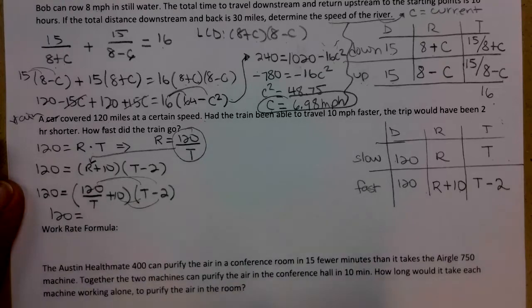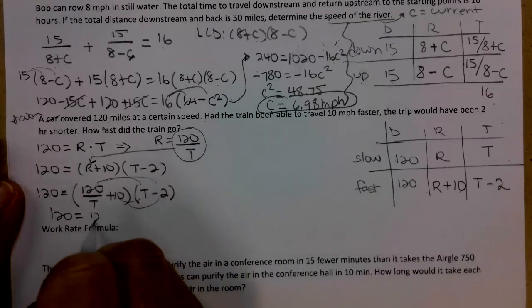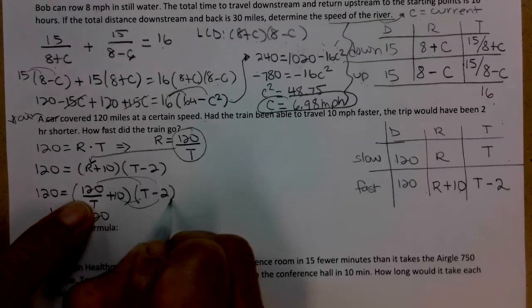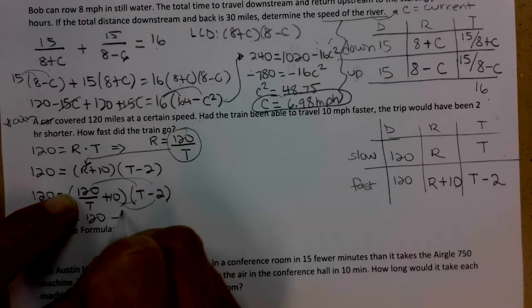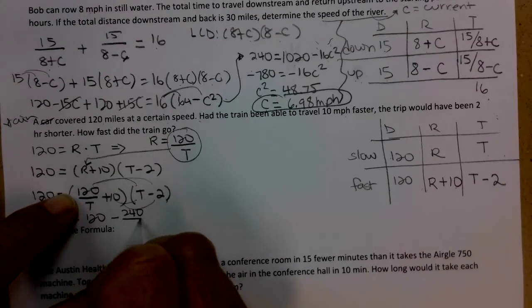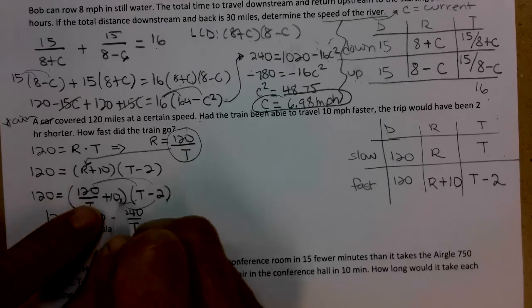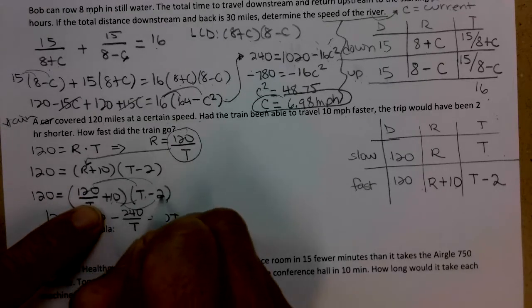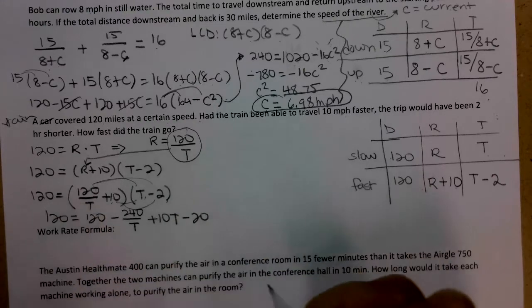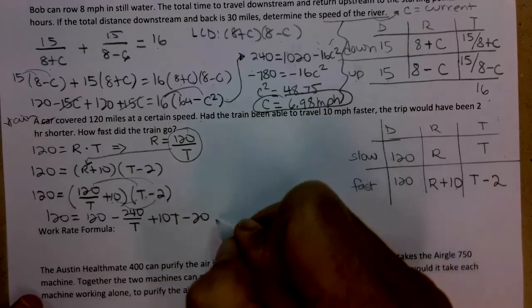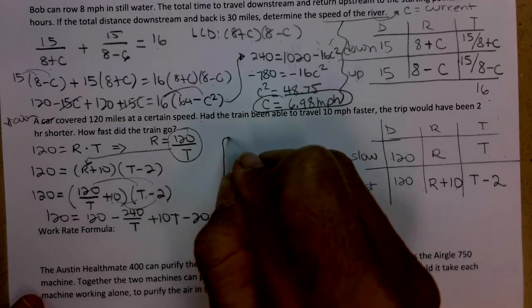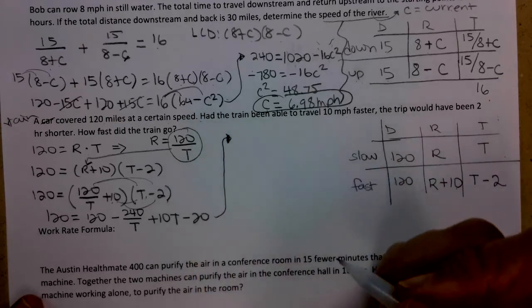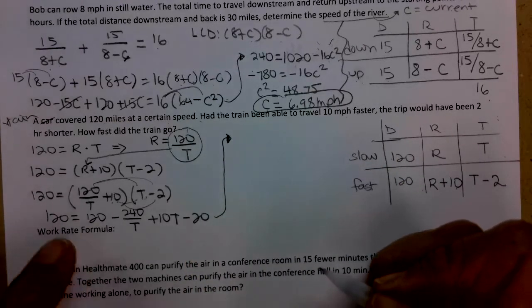So I have 120 equals 120 minus 240 over T plus 10T minus 20. Okay, I know, take a deep breath, here we go. Just keep moving along.